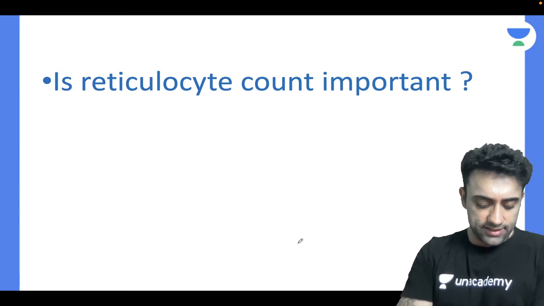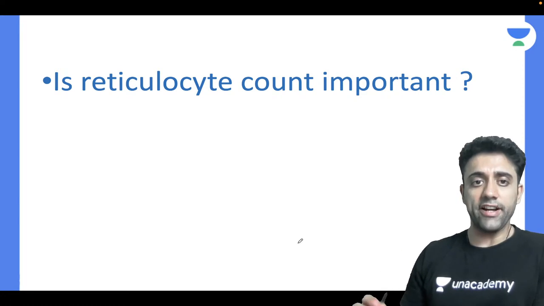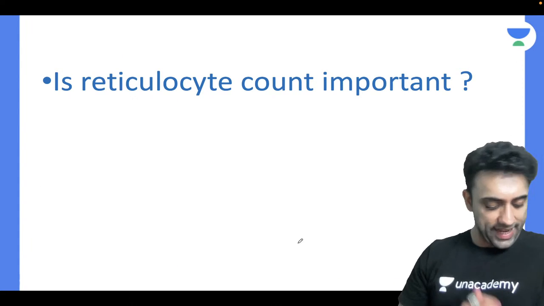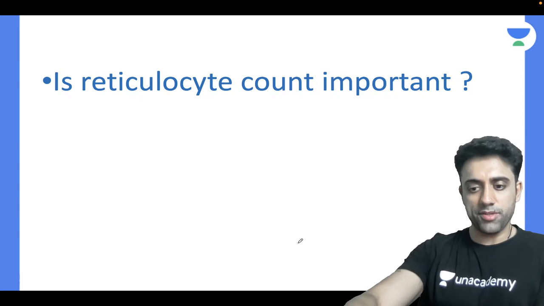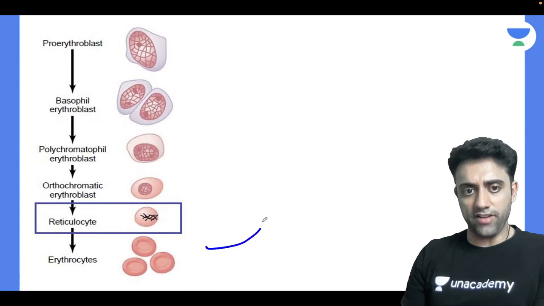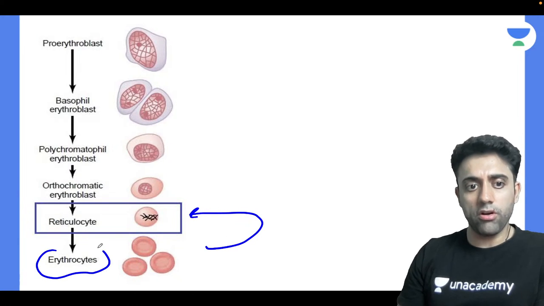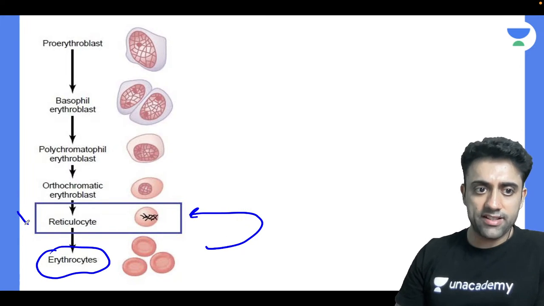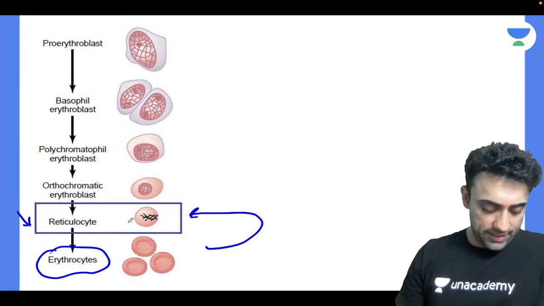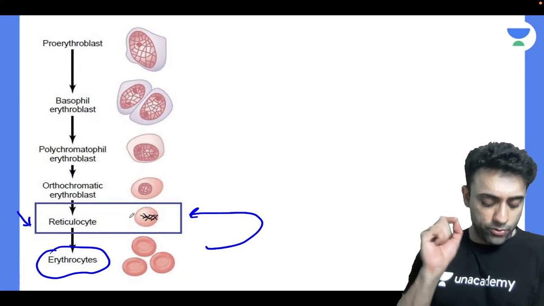So 5 more minutes, then this class is over. Perfect. Retic count. What is reticulocyte? Exactly. Reticulocyte, most importantly, is nothing but a kind of precursor of RBC. Before the mature erythrocyte, we have a stage known as reticulocyte. Yes, they are the precursor.